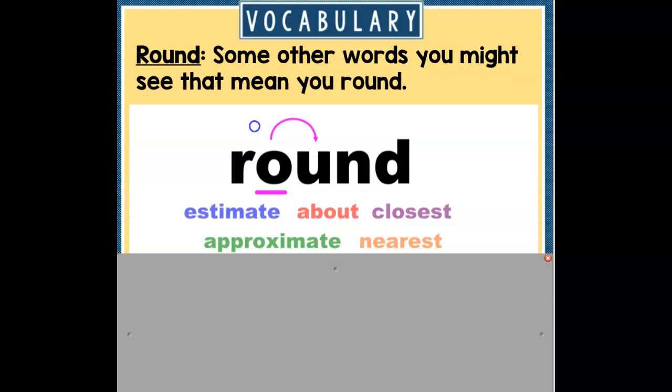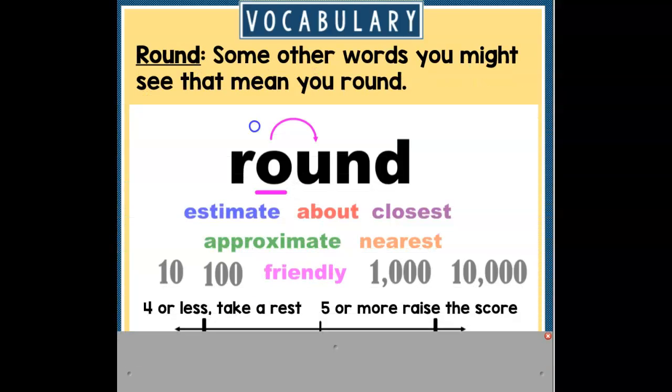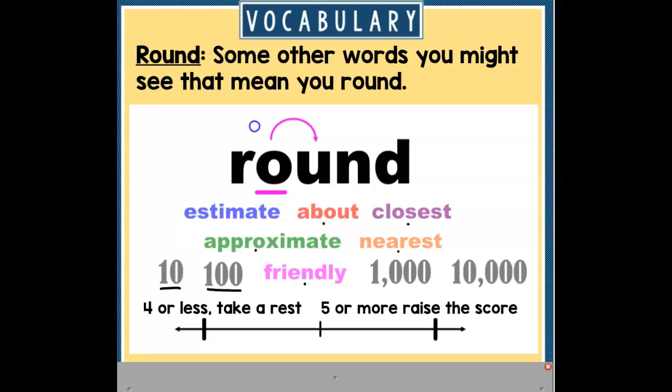Some other words that would mean the same thing as rounding. You might hear them say estimate, about how many, that would mean round. What's the closest 10, 20, 30, so on. What's approximately how much? The nearest, the friendly number closest. We tend to round to either the places that end in 0, so the tens, hundreds, thousands, 10,000s, or tenths, hundredths, thousandths, again, because we're a base 10 system. We talked about that little saying, 5 or more, raise the score, 4 or less, take a rest. Sometimes that can be helpful to remember the rules for round.